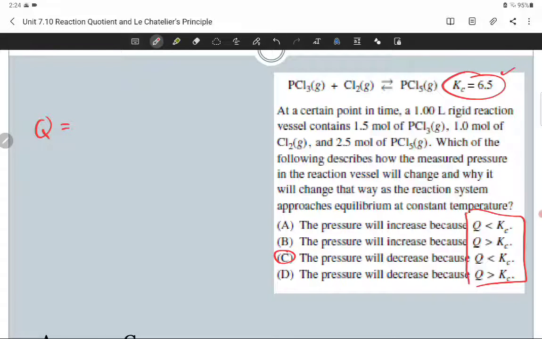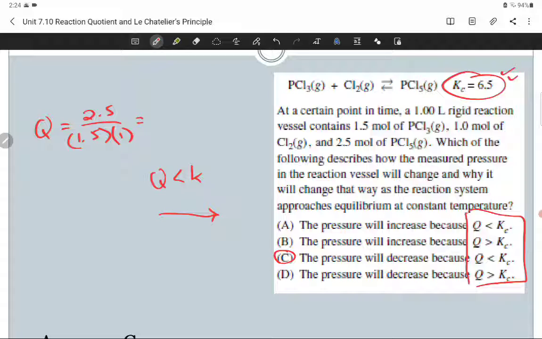So those volumes and moles will give you molarity, and for the PCl5 it's 2.5. None of these have coefficients other than 1, so we're not going to have to worry about that. And then we have the 1.5 and the 1. Okay, so you don't really need to do the actual math of that, but 2.5 divided by 1.5 is not going to get you something greater than 6.5. So Q is less than K. That means that it shifts to the right.